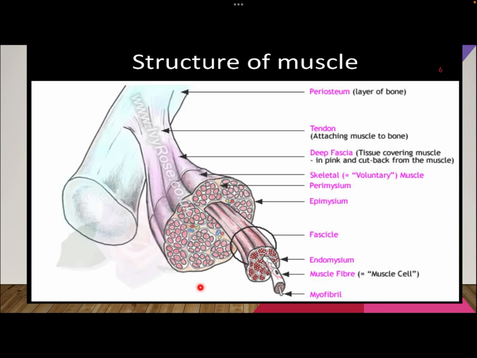So, the structure of the muscle. We know a muscle is made up of muscle fibers. This is the bone. Then there is a tendon that is attached to it, which connects the muscle to the bone. Then with the extension, we have small myofibrils, multiple small myofibrils, which form the muscle fiber. Muscle fiber is coated in a sheath called endomysium, and the whole unit is known as a fascicle. The muscle is surrounded by epimysium, and in between we have the perimysium.